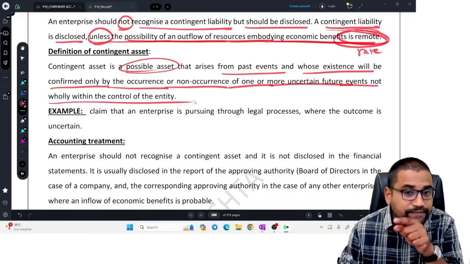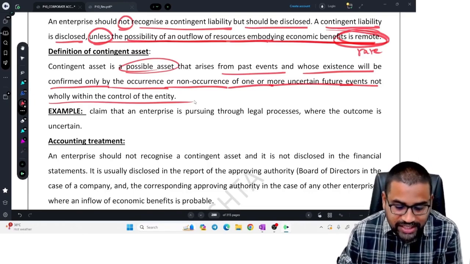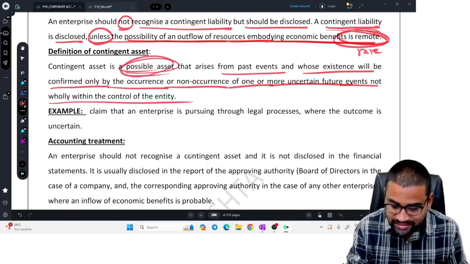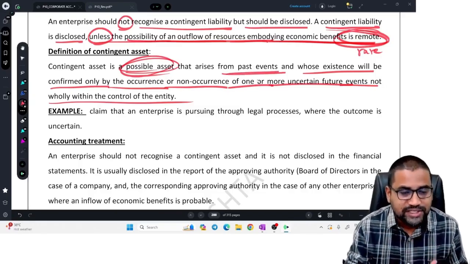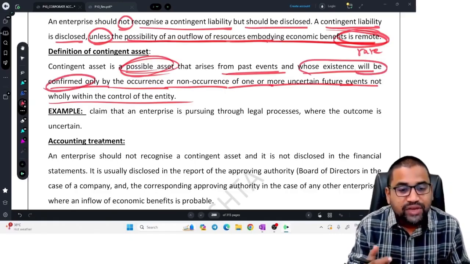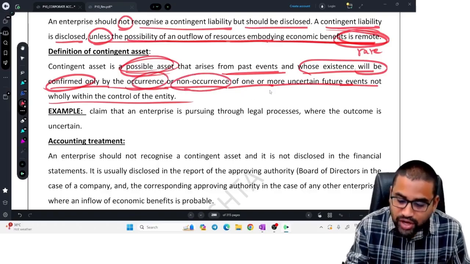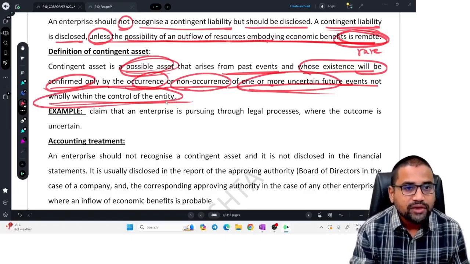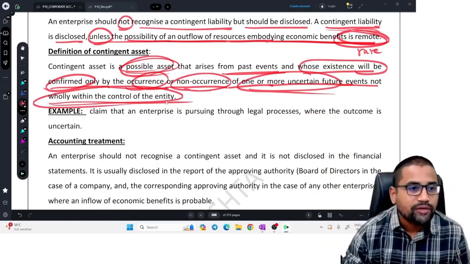Now see, if it is proved that there was a violation, we are going to receive some amount. So a contingent asset is a possible asset. As of now, there is no asset, only a possible asset. And that arises from past events, since we entered the contract and this situation came. And whose existence will be confirmed only by the occurrence or non-occurrence of one or more uncertain future events, not wholly within the control of the entity.